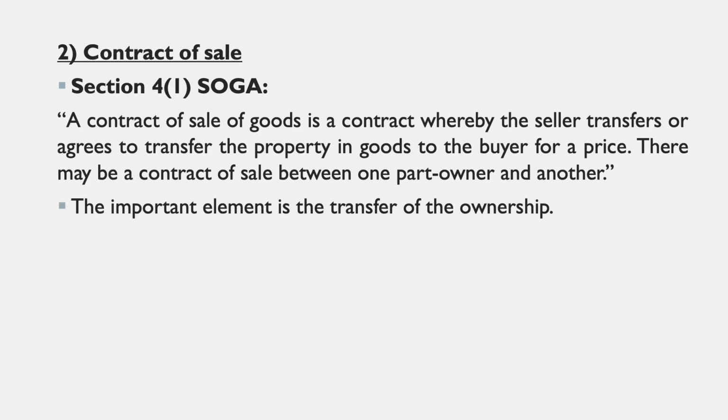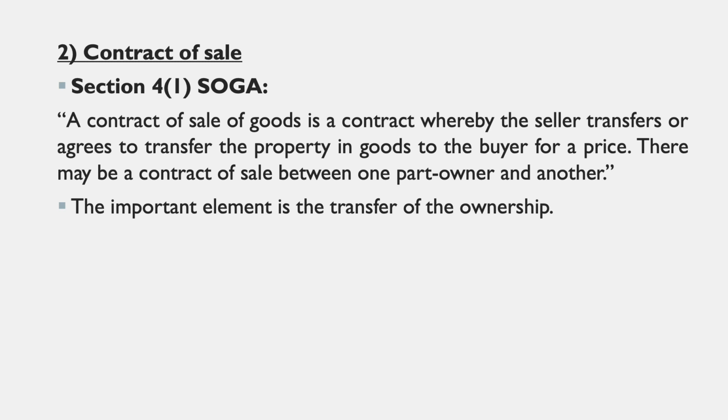So we've discussed the definition of goods. Now we will discuss the meaning of contract of sale. The definition can be found in Section 4 of the Act. Section 4 states that a contract of sale of goods is a contract whereby the seller transfers or agrees to transfer the property in goods to the buyer for a price.